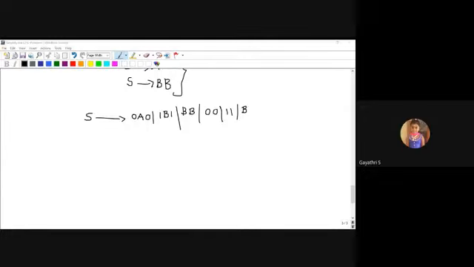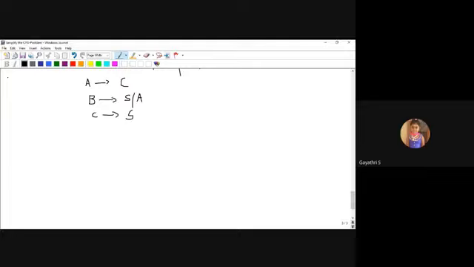Next, A gives C, B gives S or A, C gives S. Very good. So the remaining productions: A gives C, B gives S or A, then C gives S. So this is the resulting grammar after removing null productions. Okay, go ahead, step number 2.